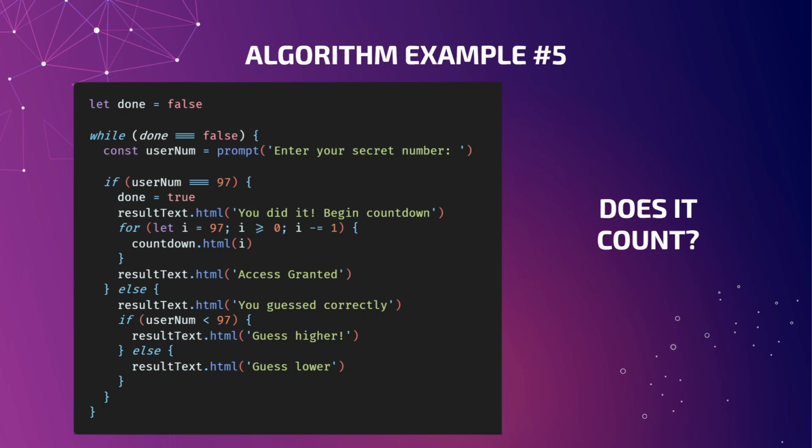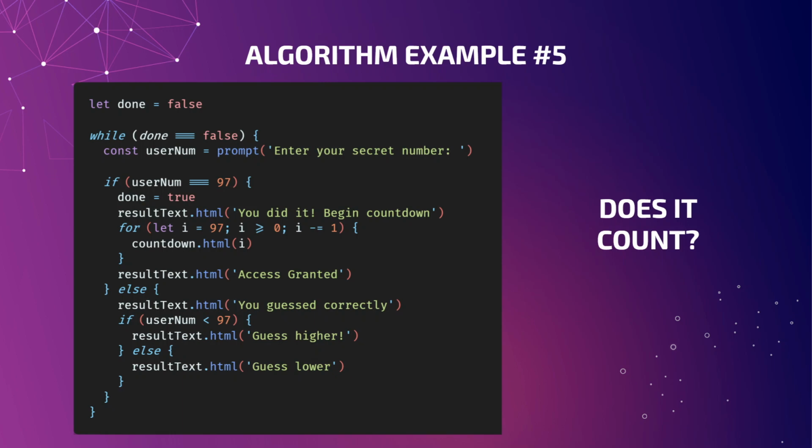So initially, this is going to kick off with while done equals false. Okay, so this is going to kick off and this program is going to run. It's going to prompt the user, all right, and then in a loop, right? Prompt the user, enter your secret number. If that number equals 97, okay, I assume they're waiting for that number, right?